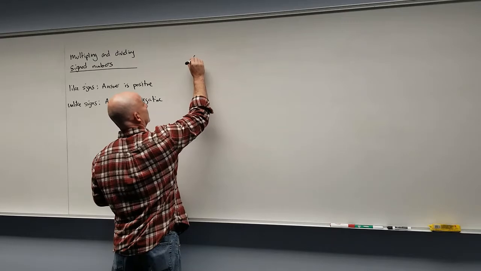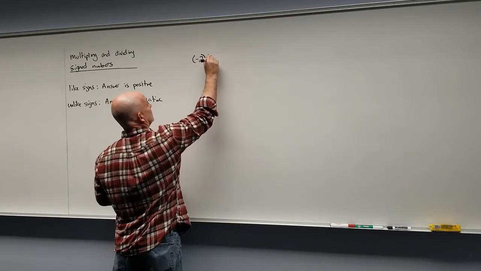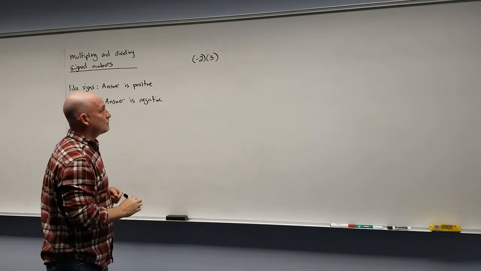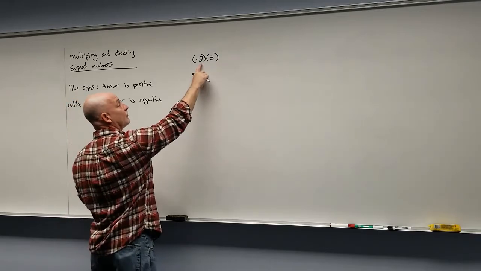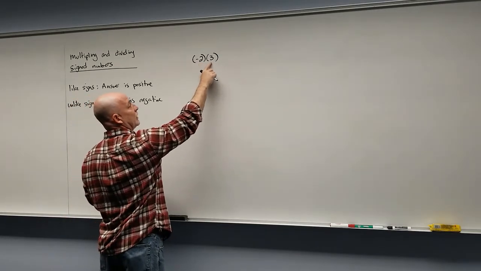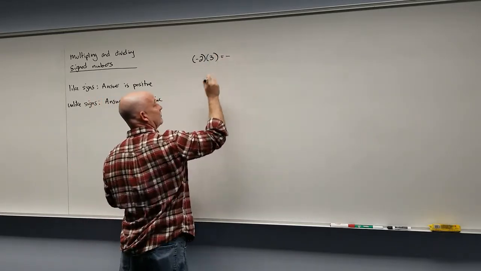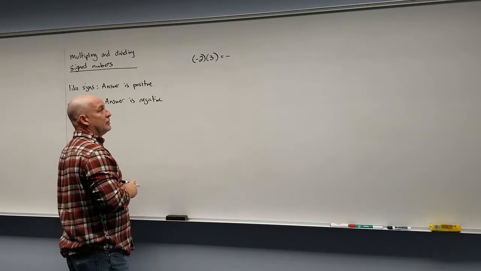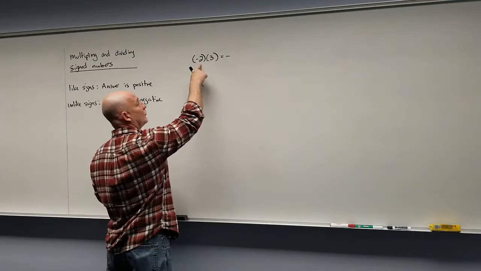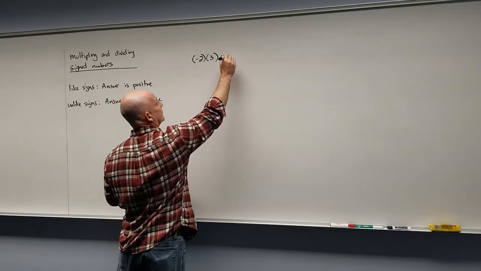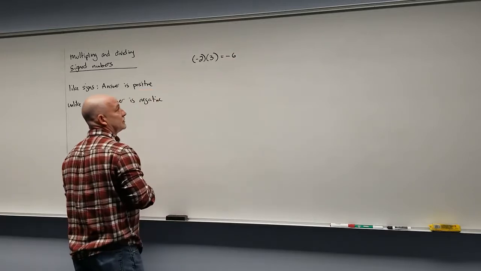So again, if we had something like negative 2 times 3. Just like before, we tell the sign of the number by looking directly in front of it, so that's a negative 2 and a positive 3. Those things have unlike signs, so before I do anything, I know the answer is going to be negative. And then all you do is multiply like you normally would. 2 times 3 would be 6.